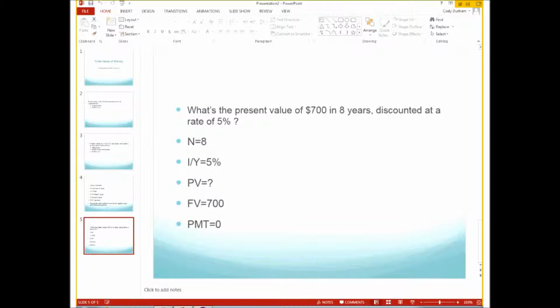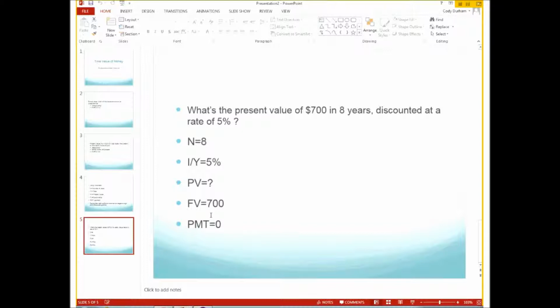All right, and now we're briefly going to go over a problem. What's the present value of $700 in 8 years discounted at a rate of 5%? So very simply, the number of periods is 8 years. So we put 8 in our calculator, and then for the discount rate, we're going to put 5. Notice that with most financial calculators, at least most of the ones I've seen, you don't put 0.05, you just put 5 because the function already has it in percent. Then we're solving for the present value, so we're going to leave that blank. For the future value, it's going to be $700. And for the payment, there is no payment, so you have to leave that 0.